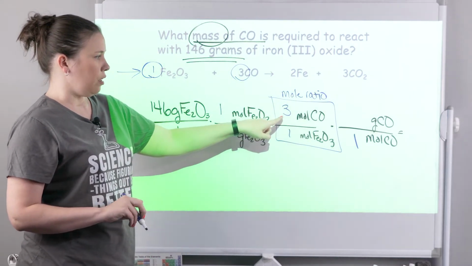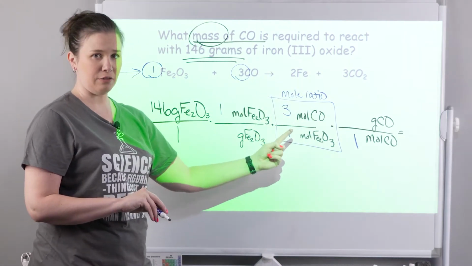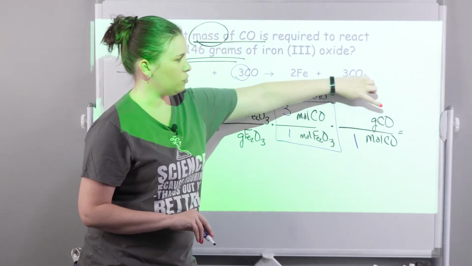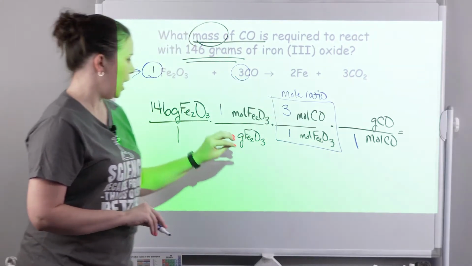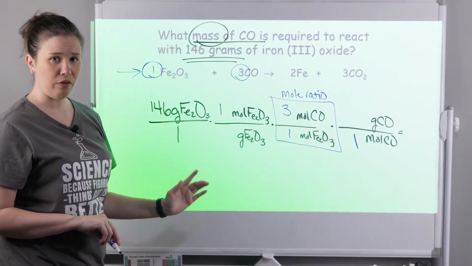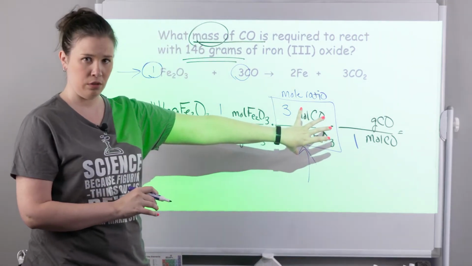Just because there's 3 carbon monoxides, I'm not going to double the molar mass here. I've already got that taken care of right here. So we wouldn't want to do that twice. So this is still the molar mass of just 1 carbon monoxide, and this is the molar mass of just 1 Fe2O3, no matter what the coefficients are, because the coefficients only go here.